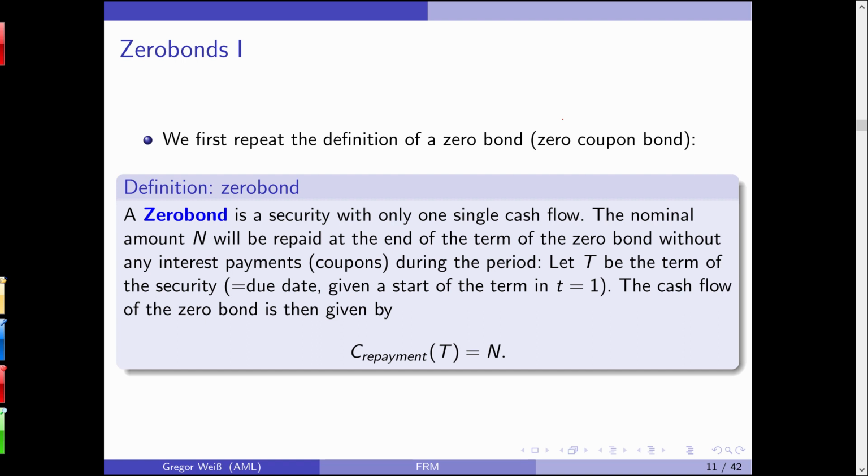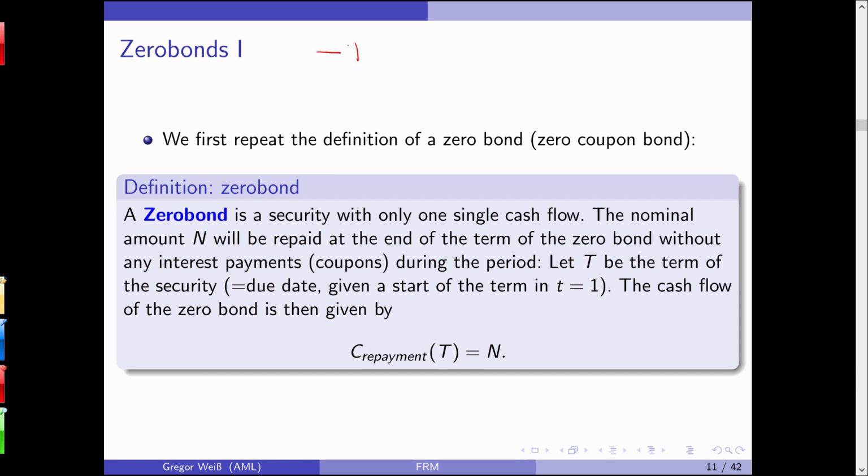Then let's start with a Zerobond. What is a Zerobond? A Zerobond, as you probably all know, is a security with one single cash flow at the end, at maturity. So the nominal amount N will be repaid at the end of the term of the Zerobond without any interest payments, any coupons. That's why it's called zero coupons. The coupons are all zero. And the cash flow of the Zerobond is given by cash flow at maturity, capital T, is N.